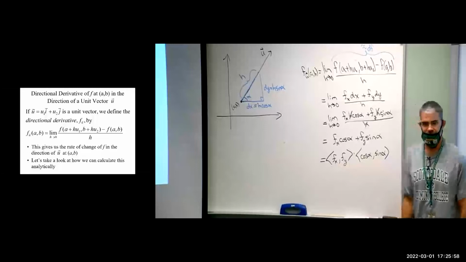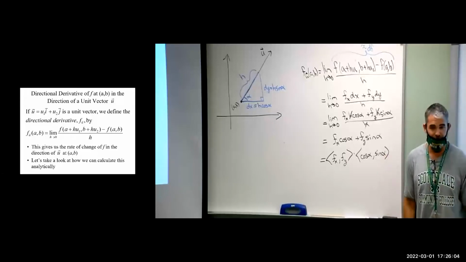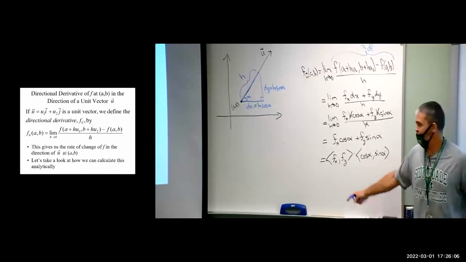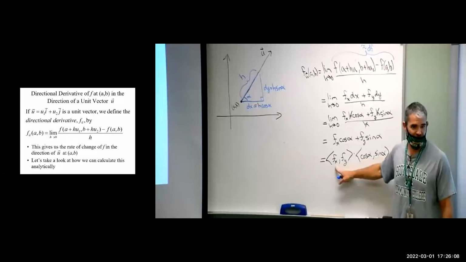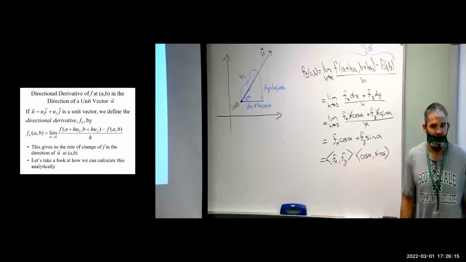This is just a vector made up of our partials. I'm probably going to say it a few times today: if you can take your partial derivatives, you can find this vector. It's just made up of the partials. There's nothing crazy going on here. X goes first, y goes second.